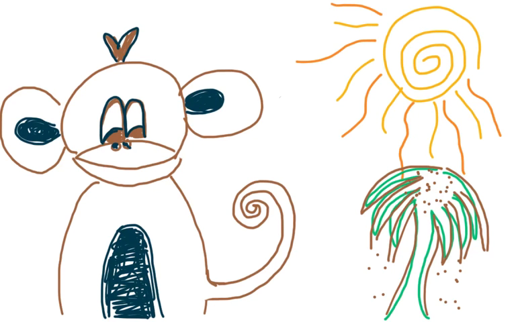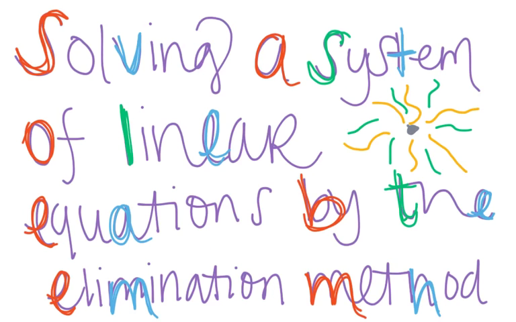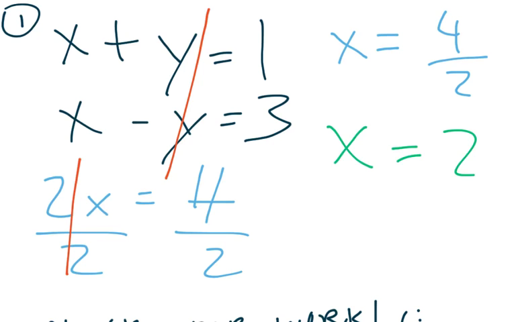And this is Arlene. And today we're going to be solving systems of linear equations by the elimination method. So our first example is x plus y equals 1 and x minus y equals 3.